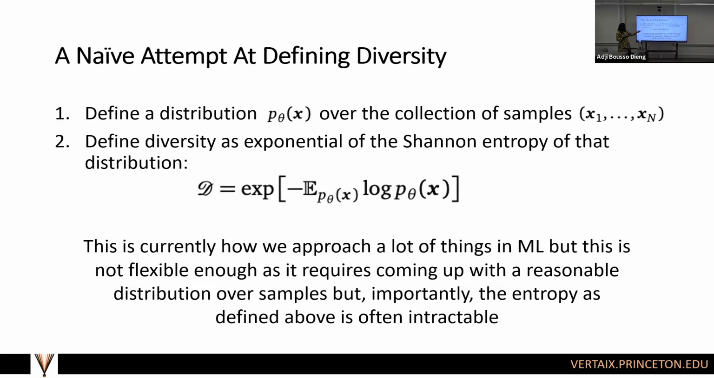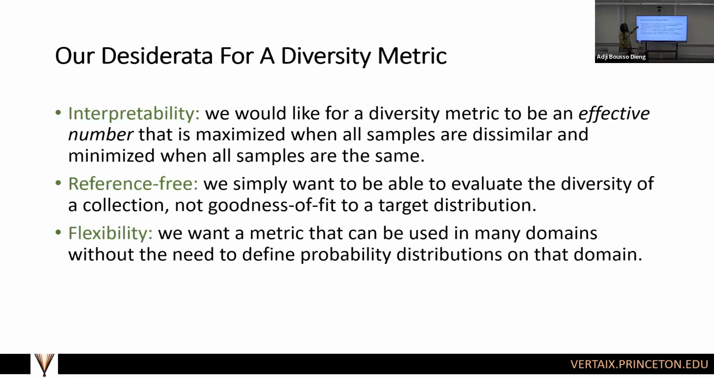This is not flexible because we have to define a distribution of a sample, which we don't want to do. And secondly, these entropies for models that are interesting enough are not tractable. You cannot compute them tractably. So how can we find a way of defining entropy that gives us the things that we want?